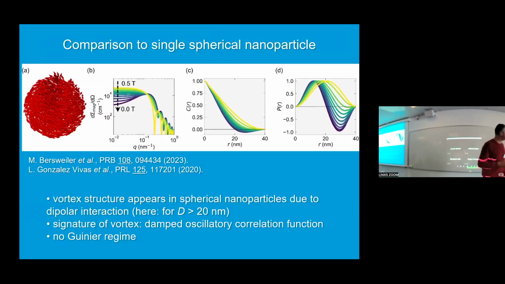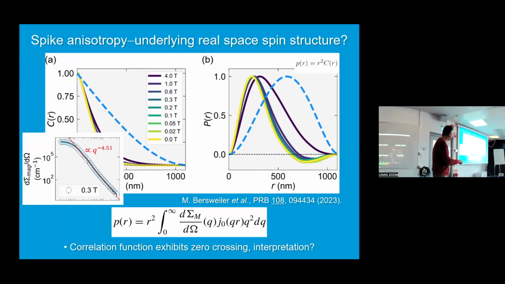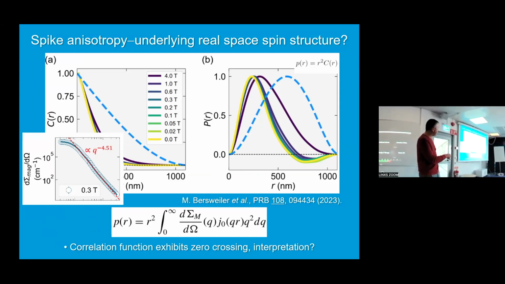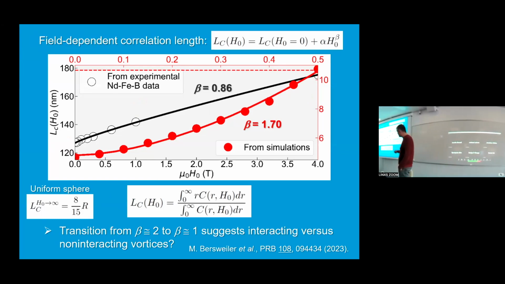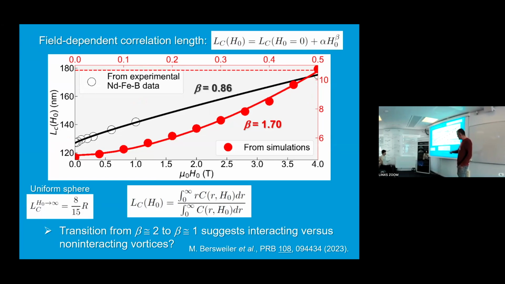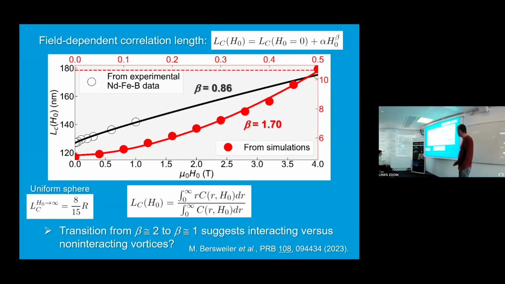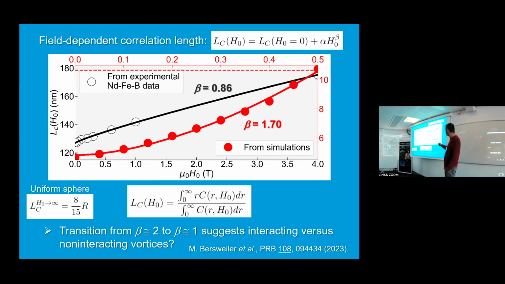And then what we have calculated from this experimental data: we have the correlation function, and we extracted a correlation length. That has been done in the following way. We defined the correlation length, LC, as the first moment of this correlation function. The correlation length is a field-dependent quantity. This is what we get from the simulation, the red dots, and they are limited by a value of 8/15 times the radius. That's the dashed line here.